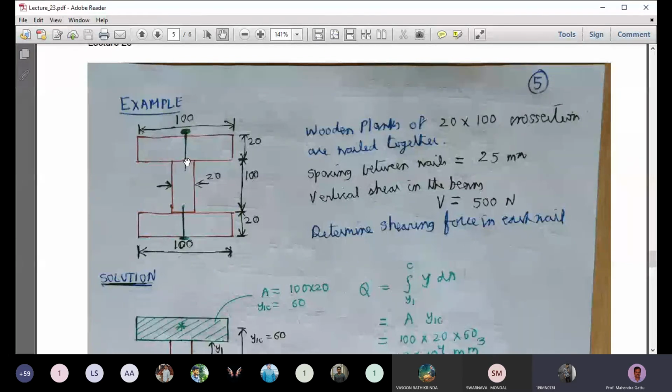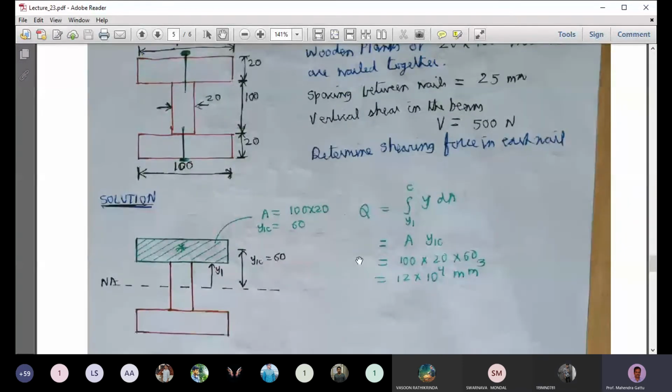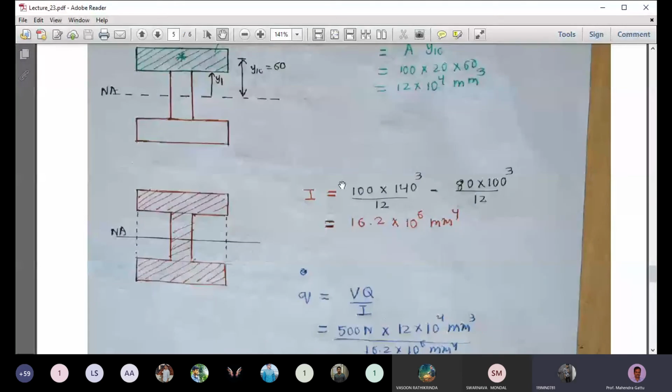Suppose this nail is not there, what will happen? The two planks will slip with respect to each other under bending. But because these nails are provided, they will bend together without slipping. And this nail will have 92.6 Newton. As a result, it will have some shear stress. You can divide by the area of the nail and get the shear stress in the nail. So this is a very simple example of the application of the shear flow.